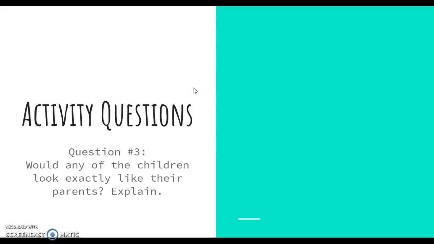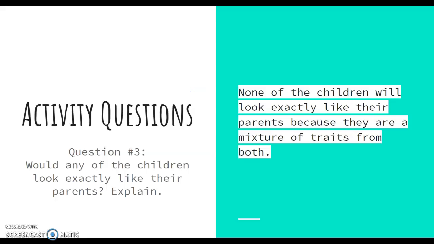And the last question, would any of the children look exactly like their parents? Here's another negative answer. None of the children will look exactly like their parents because, as I said in the last question, they are a mixture of the traits from both parents. So they won't look just like their dad and be a 100% replication because they only have some genetic information coming from dad and then some coming from mom.